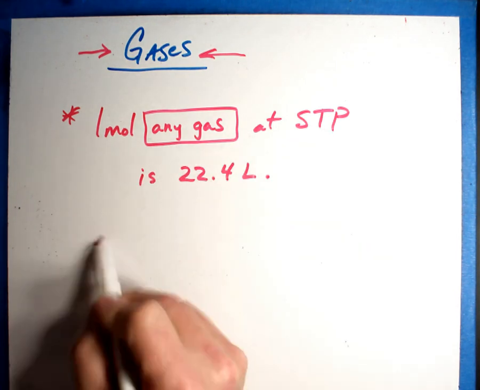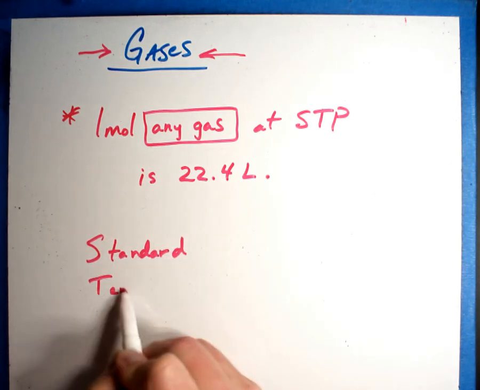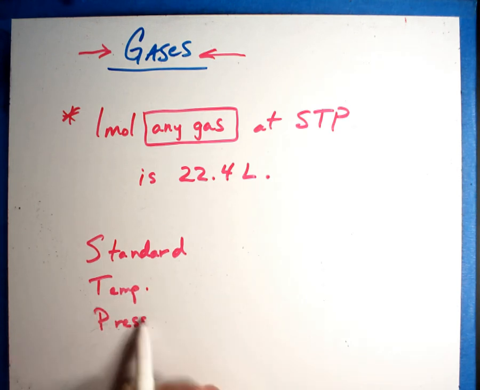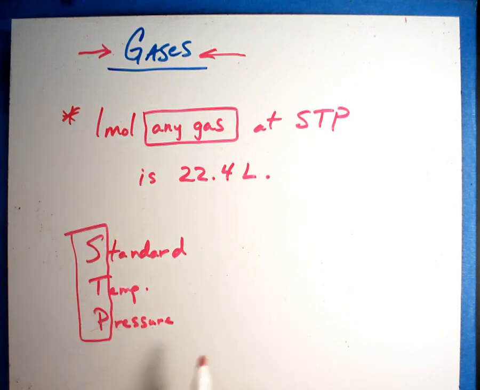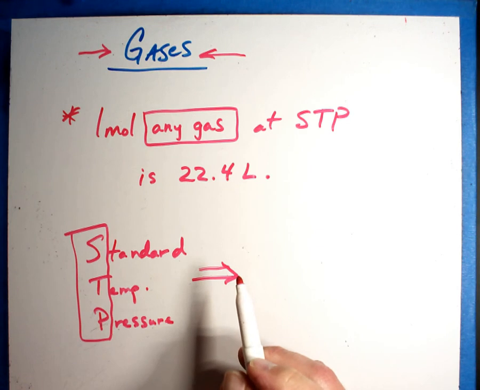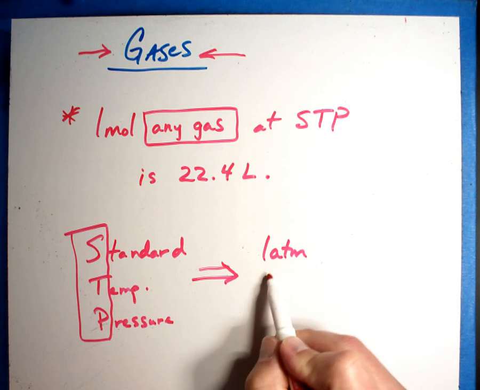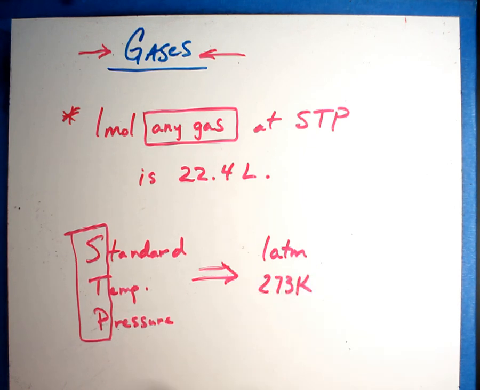Now let me explain what STP stands for. STP stands for standard temperature and pressure. There's your STP. A lot of times in books or problems you'll see STP and everybody's supposed to know what that is. So just to make sure we know, scientists have decided what is standard temperature and standard pressure. Here it is: 1 atmosphere and 273 Kelvin. If you have a gas at STP, it's at this pressure and that temperature. Now, you also know that that's the same as 0 degrees Celsius.